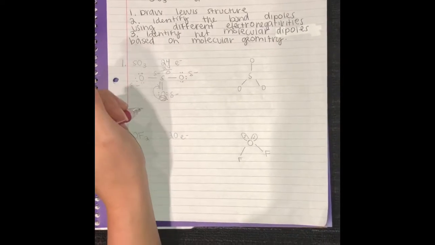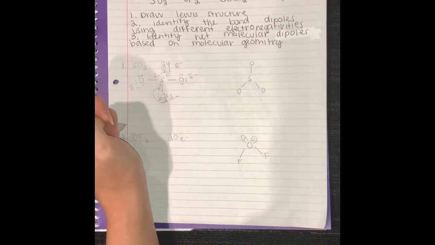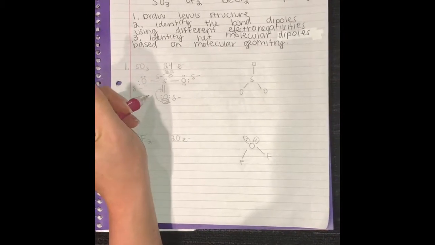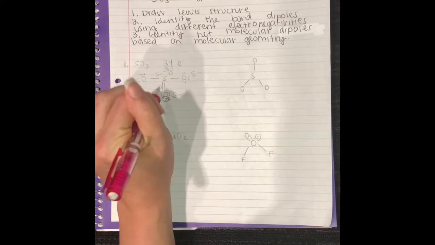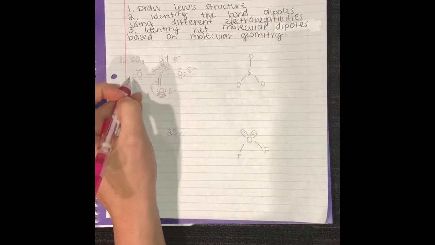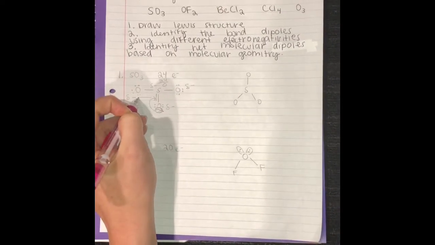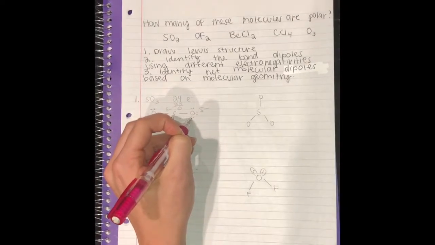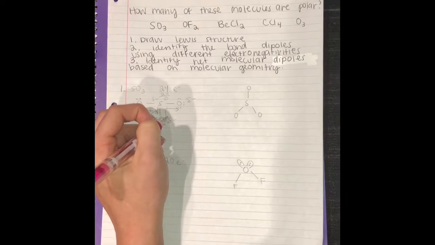figure out the bond dipoles, which shows the direction of change of the charge separation. So this is going to show how the electronegativity is going towards the O, because this is more electronegative, and so the arrows are going to go this way, away from the S, for all 3 of them.